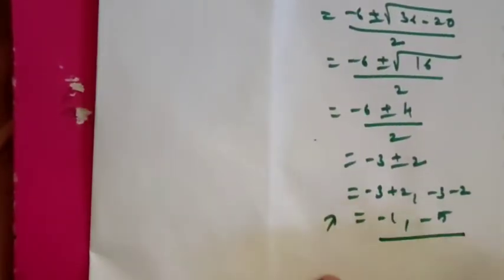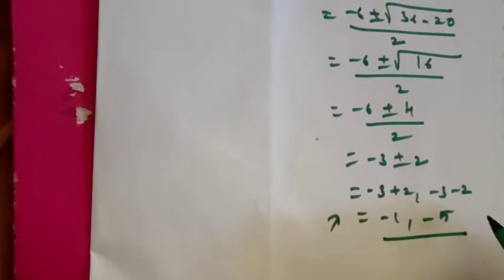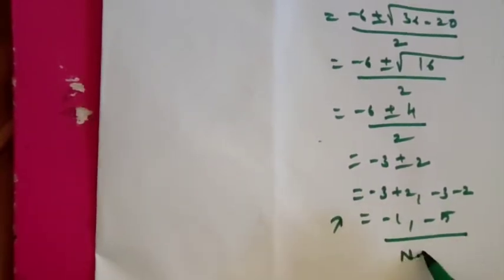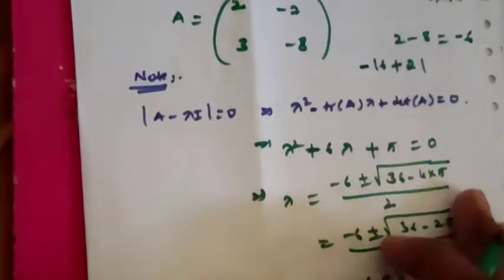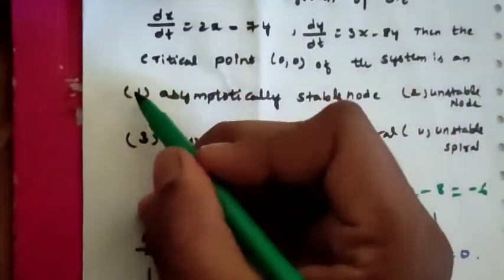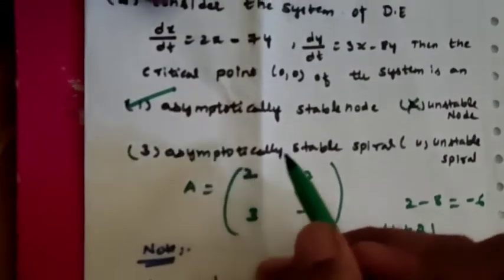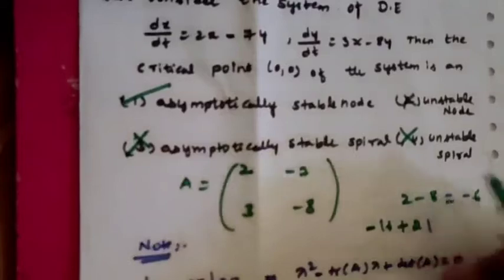Now we have to observe that both eigenvalues are negative. That means asymptotically stable node. The first option is correct. We directly eliminate the second option, unstable node. Asymptotically stable spiral is not possible because these are not complex roots, that's why we eliminate option 3 also. And unstable spiral is also wrong, because these are not complex roots, these are real roots.